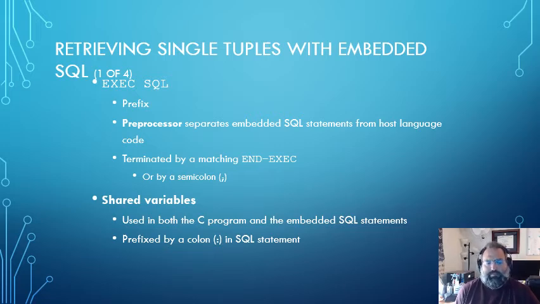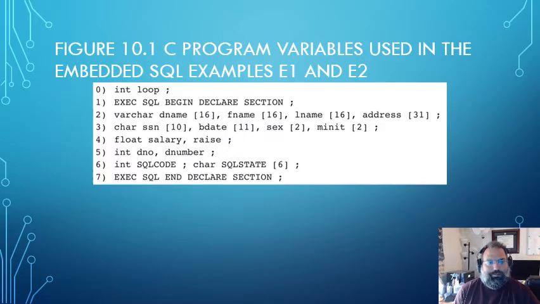Sometimes we'll utilize shared variables. These are variables that are used both inside of C programs and inside of SQL statements. Sometimes there's a prefix of a colon to the variable in the SQL statement. This is an example of a C program using programming variables in an embedded SQL example, E1 and E2.